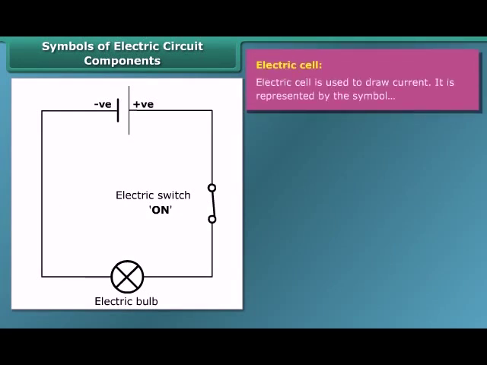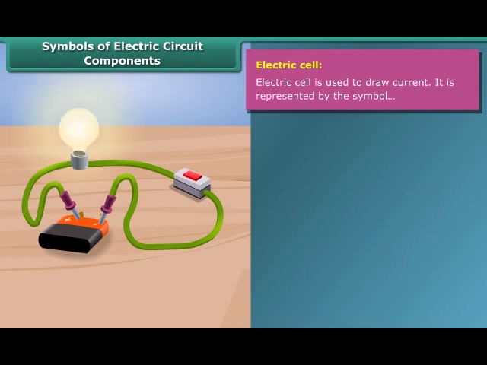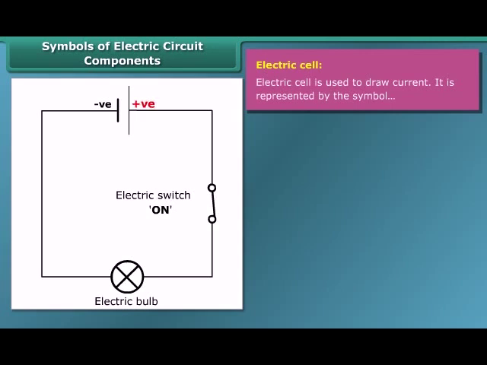Electric cell is a simple device which is used to generate electricity. Electricity is produced by chemical reactions. It has a positive terminal and a negative terminal. In the symbol of the electric cell, the longer line represents the positive terminal and the thicker, shorter line represents the negative terminal.